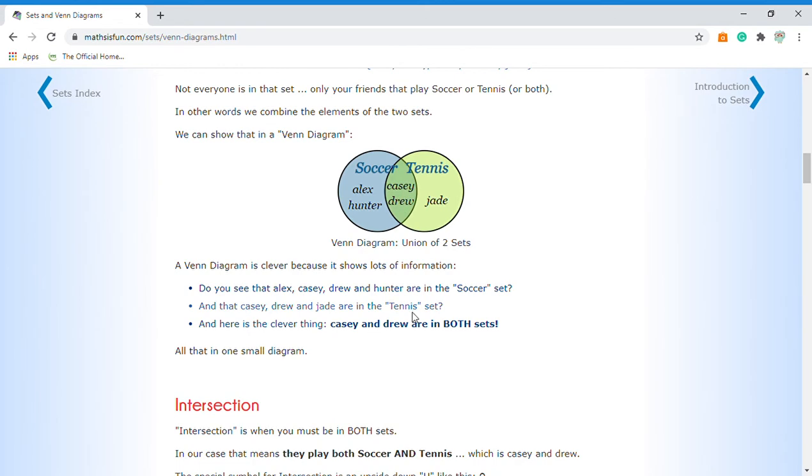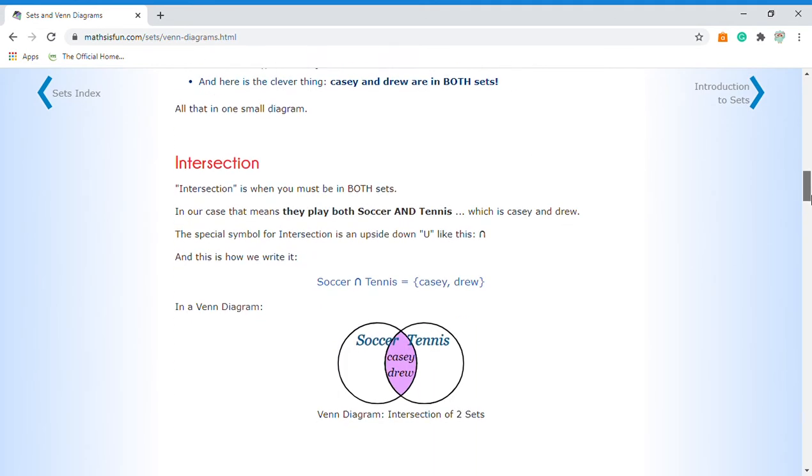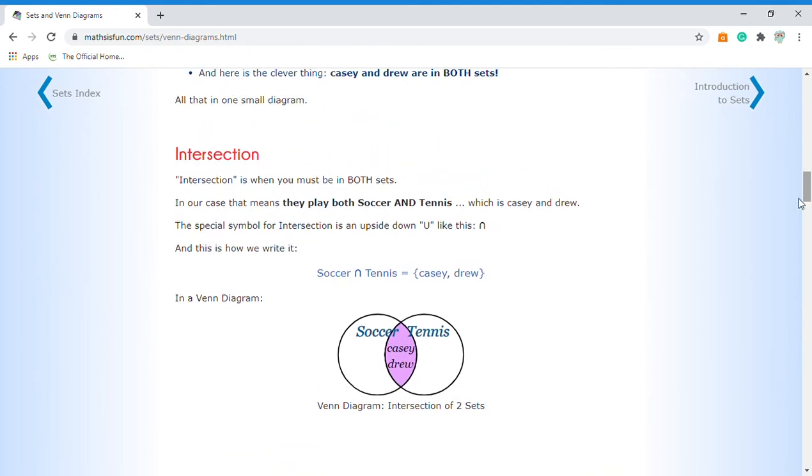Now, here's the key: all in that one small diagram. Intersection. An intersection is when you must be in both sets. That will be Casey and Drew. They are in the intersection. In our case, that means that they play both soccer and tennis, which is Casey and Drew.